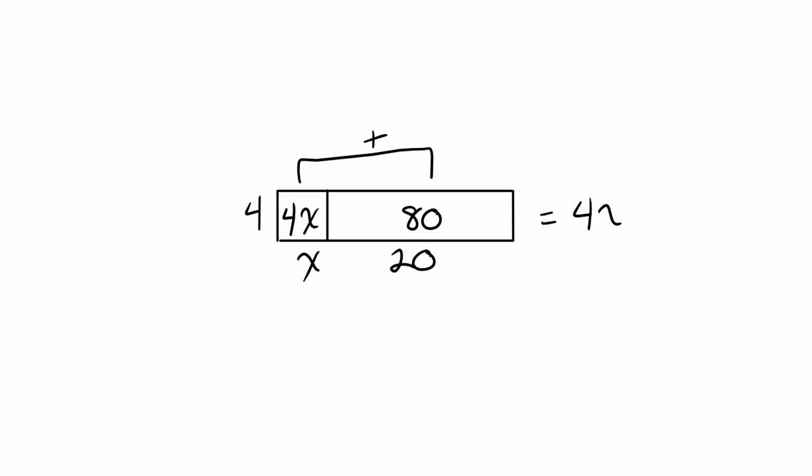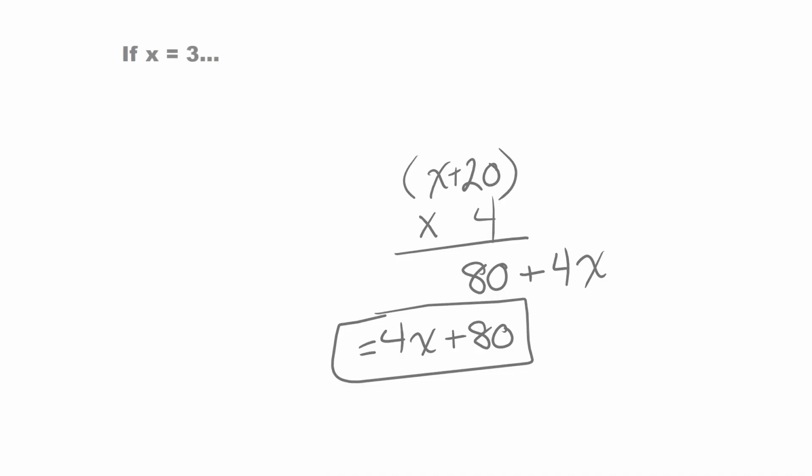We could also do the same calculation using rectangles. So again, we've got 4, and this time we've got x plus 20. We're going to do the same multiplication. We've got 4x, and then 4 times 20 gives us 80, and then we add those two things together. So we end up with 4x plus 80, just as we did when we used the vertical method.